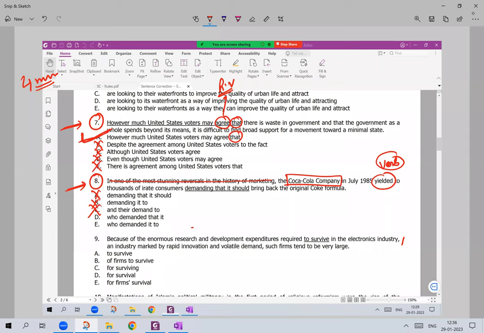Now you are left with D and E. Who demanded that? This is a futuristic verb, that it bring back the original Coke formula, not "it should bring back the original Coke formula". That's wrong. Who demanded it to? So this is not following the subjunctive construction. Subjunctive construction comes into picture. It says futuristic verb, plus root form of the verb or be. So you will have to make a note of all these things.